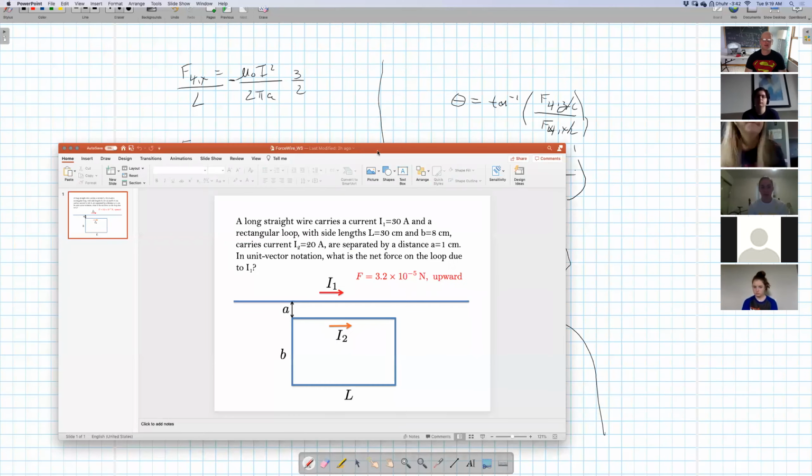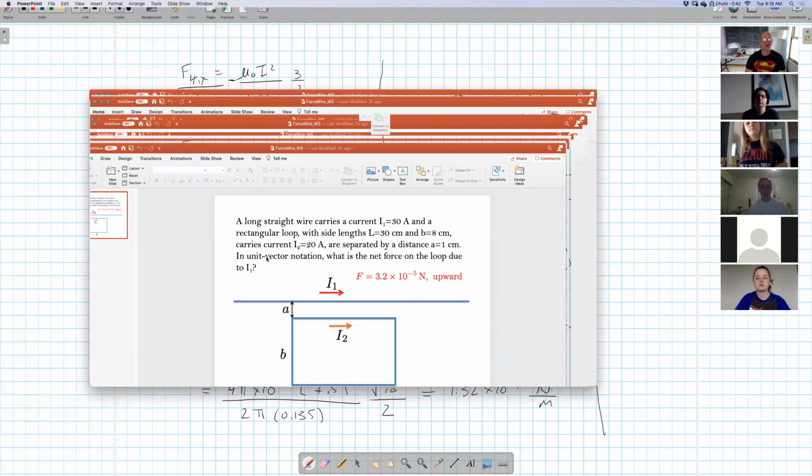So that brings us to our first group assignment of the day. We have a long straight wire carrying a current of I1 equals 30 amps and a rectangular loop with sides 30 centimeters and 8 centimeters. So this is 30 centimeters across here and then 8 centimeters down this way. It carries a current of 20 amps, going in the clockwise direction. And these two are separated by a distance of 1 centimeter. So that's what A is here.